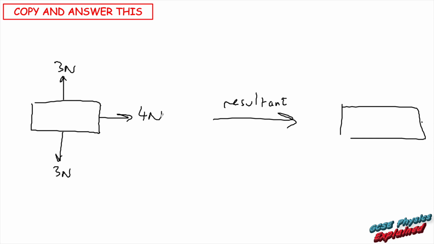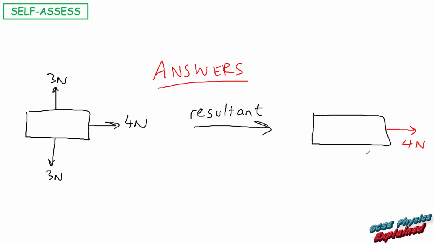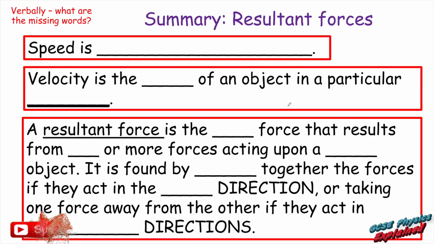What if they're trying to be sneaky and they've put a few different forces on? Well, that's easy. Just work out the vertical resultant first, and then work out the horizontal after that. So the vertical forces, I've got 3 newtons going up and 3 newtons going down. Well, if that was tug of war, both teams are as strong as each other, so they'll cancel each other out, which will just leave the 4 newtons going to the right. So that's your resultant there, just 4 newtons going to the right. And that's just about it.